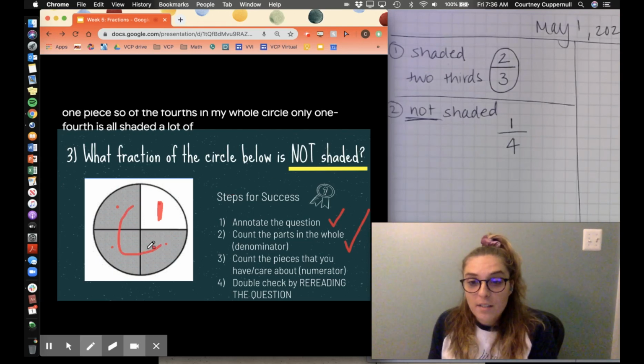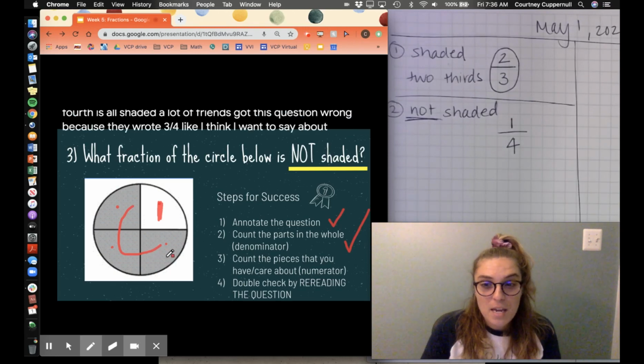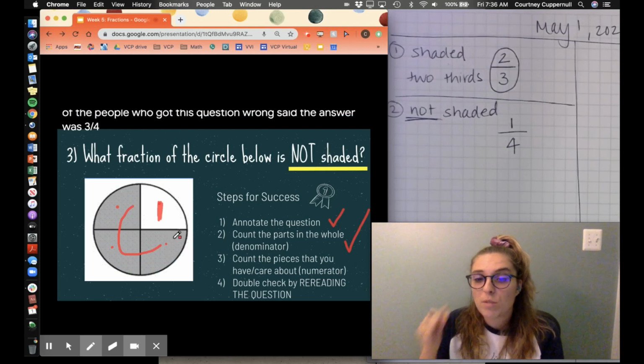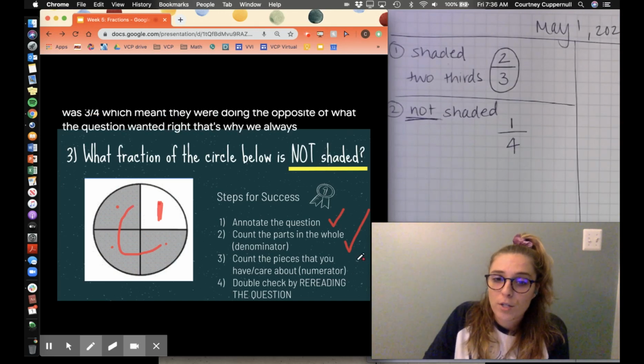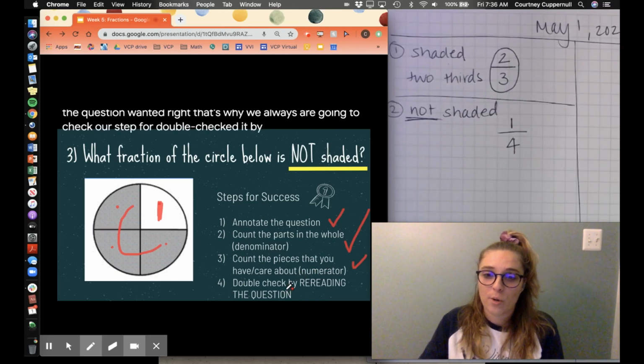A lot of friends got this question wrong because they wrote 3/4. I want to say about 80% of the people who got this question wrong said the answer was 3/4, which meant they were doing the opposite of what the question wanted, right? That's why we always are going to check our step 4. Double check by rereading the question.